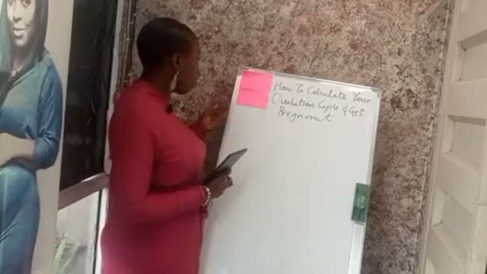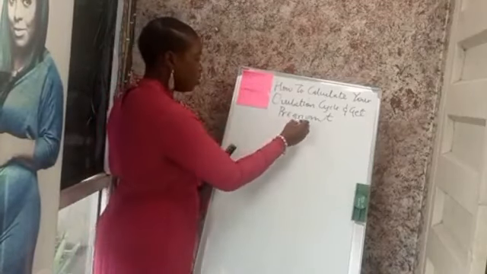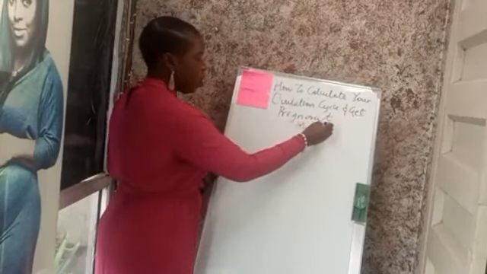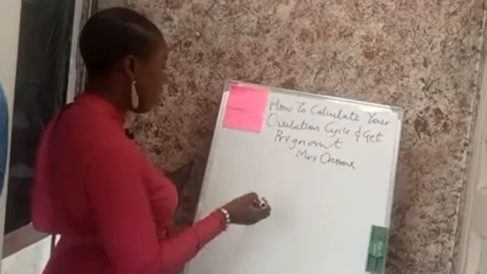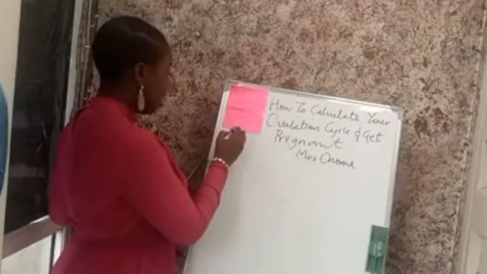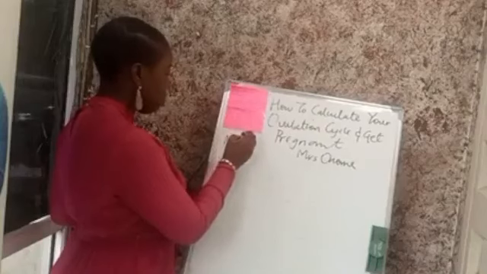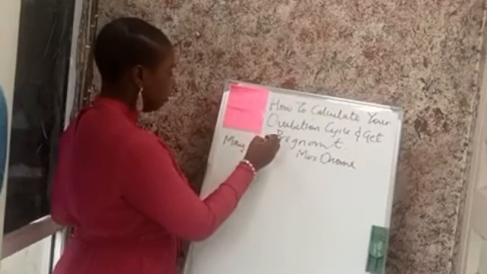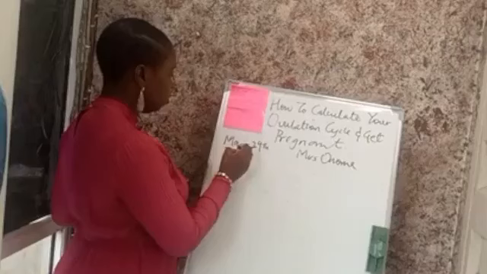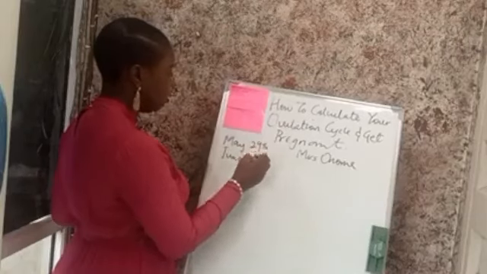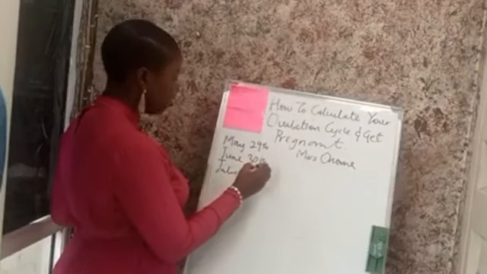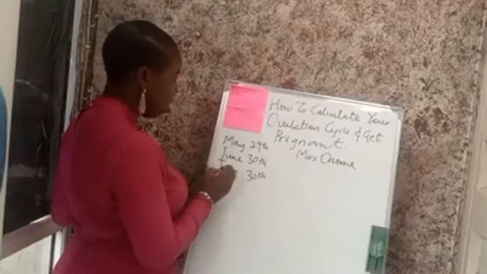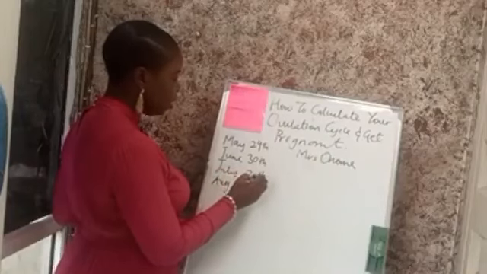So let's move on. We're looking at the case of Mrs. Onomen. Okay, so for this pretty woman, her menses was May 29th, June 30th, July 30th, okay, then August 28th.